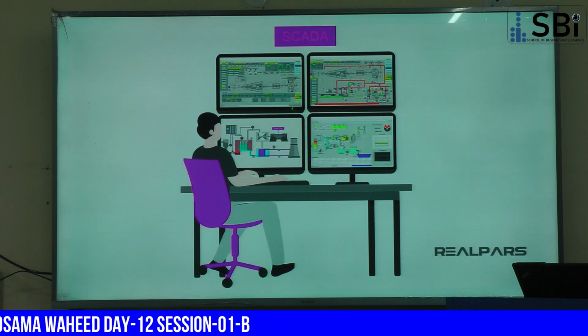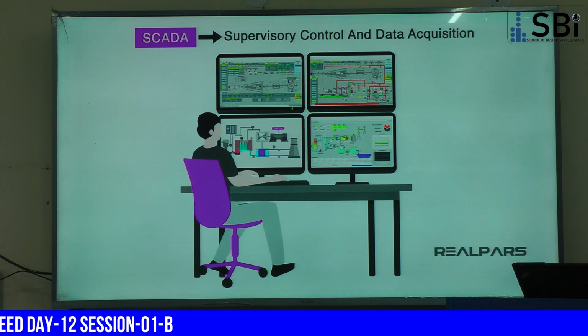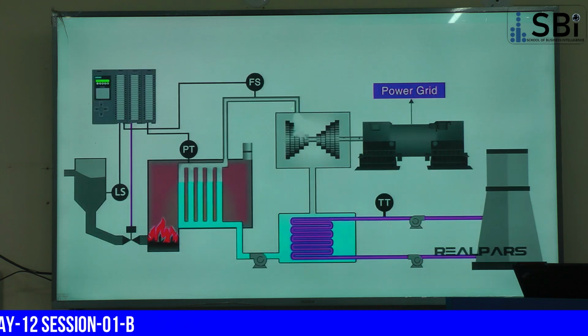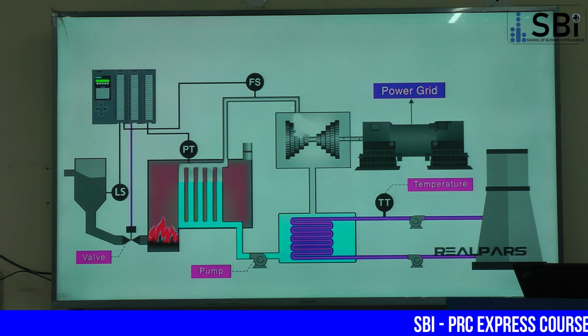From within a control room, a full SCADA, or a supervisory control and data acquisition system, can monitor and control temperatures, speeds of pumps and motors, and open and close valves. This can be especially useful in the case of fossil fuel burning plants, where the precise control of system devices can increase the plant availability.